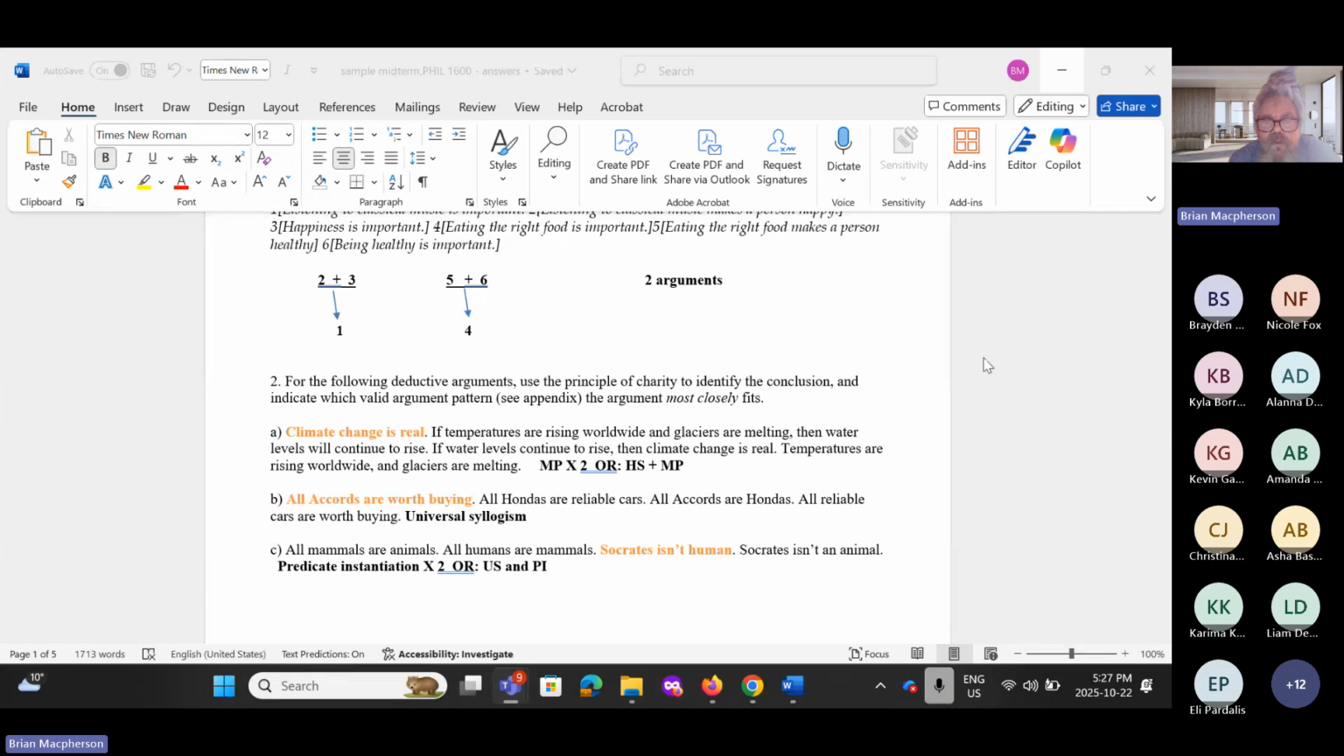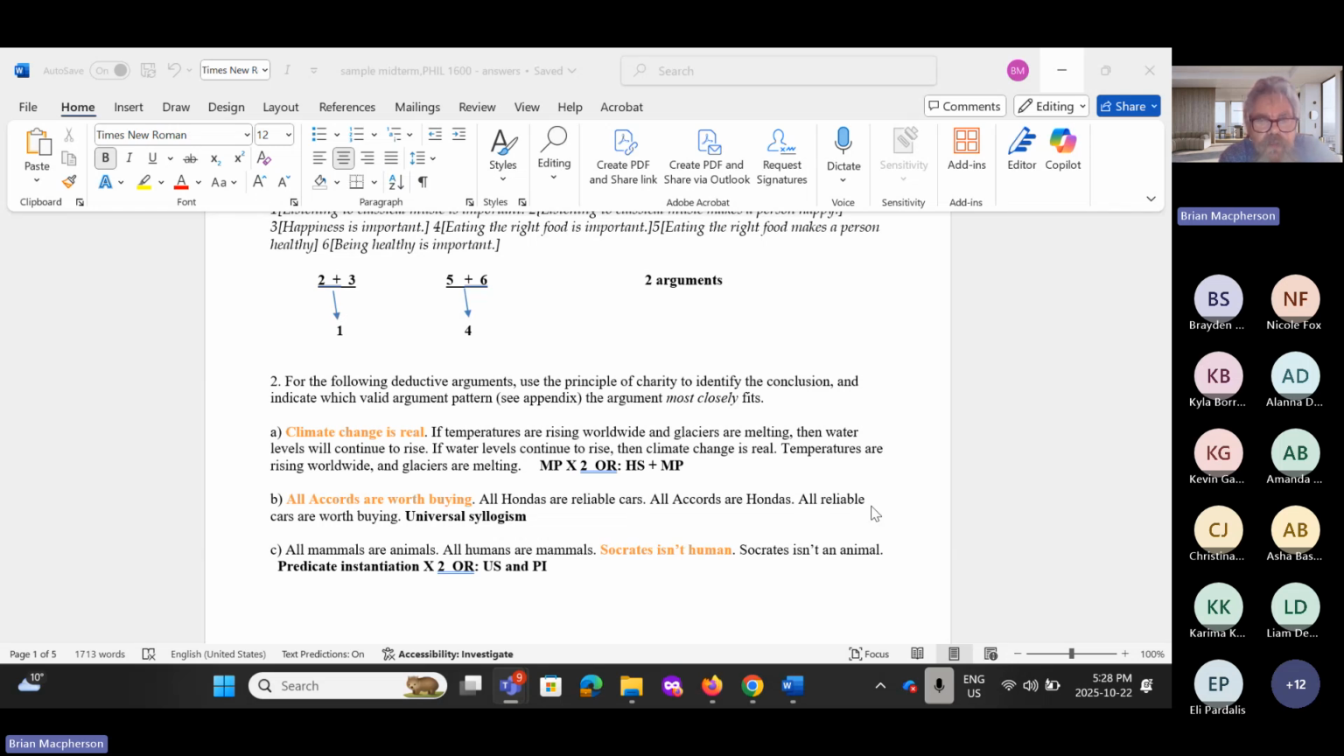So now remember that what we did towards the beginning of the course is we found out, using the principle of charity, how to identify conclusions in deductive arguments. And you did that by trying to put the argument into one of those valid argument patterns. By the way, all those are in the appendix and in the lecture notes, of course. So let's look at this argument.